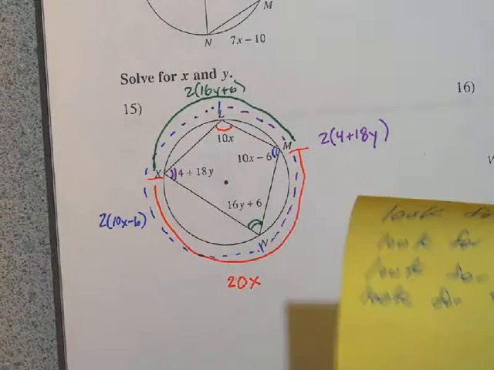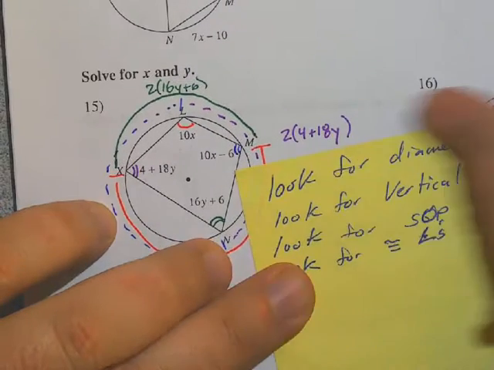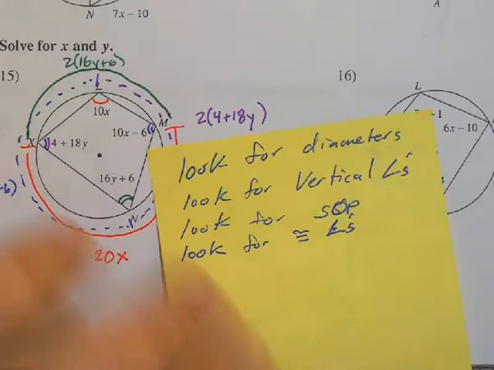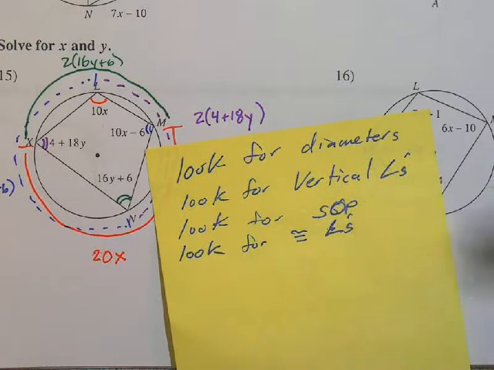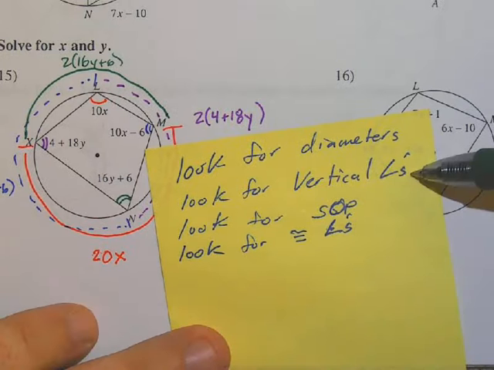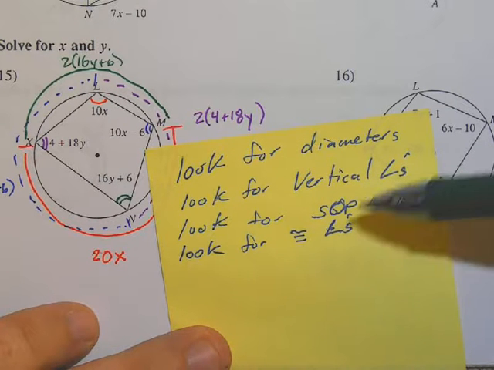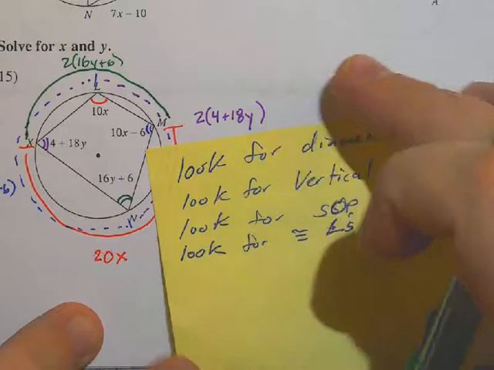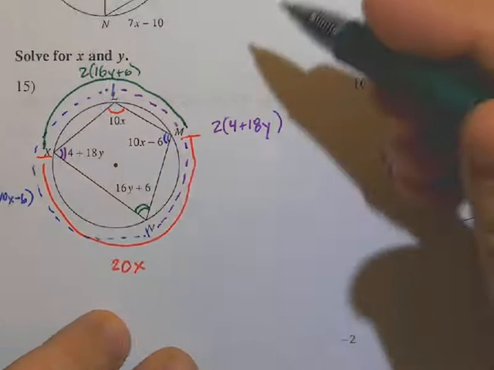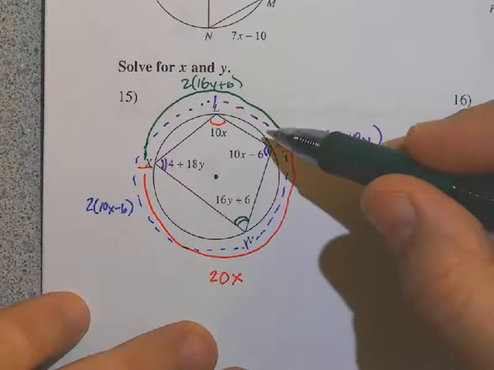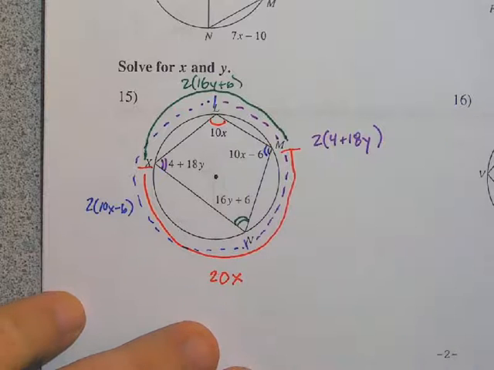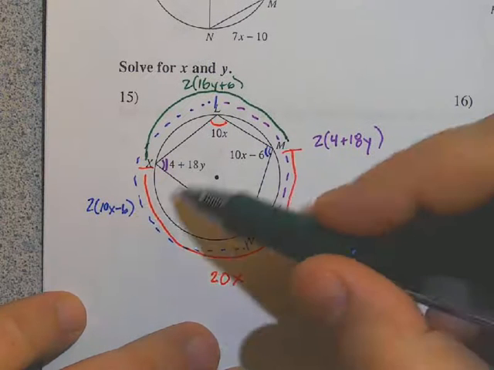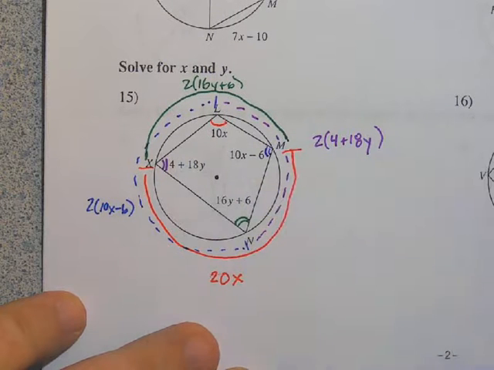Unfortunately, there's no diameters here. There are no vertical angles here. There are no congruent angles here. There's nothing that is on the little list. I don't know if I showed you guys all this list, but if you haven't seen this list, you should pause this and write this down. Here are some of the quick things to look for: diameters, vertical angles, sum of parts, and congruent angles. So the only thing I have here is sum of parts.